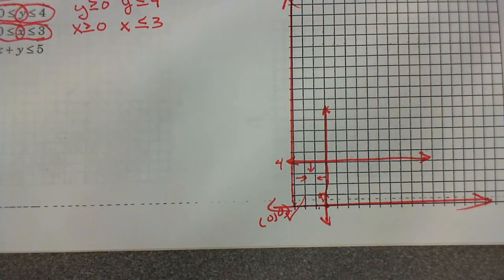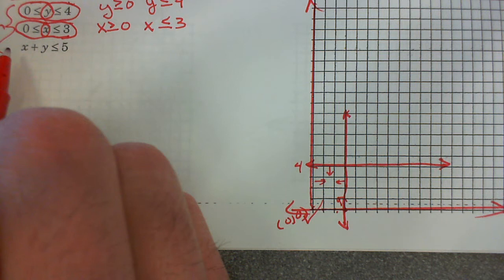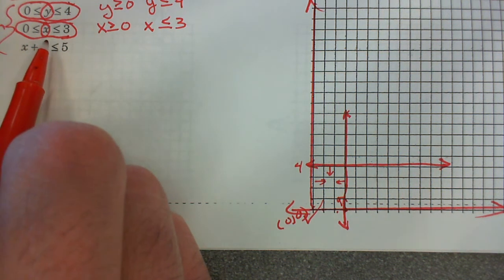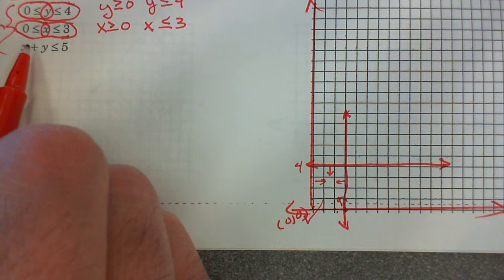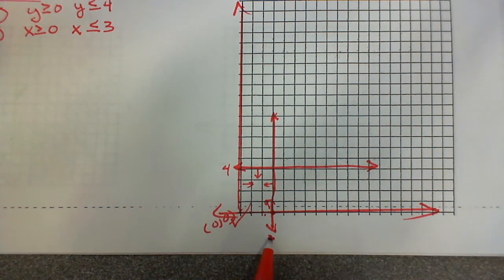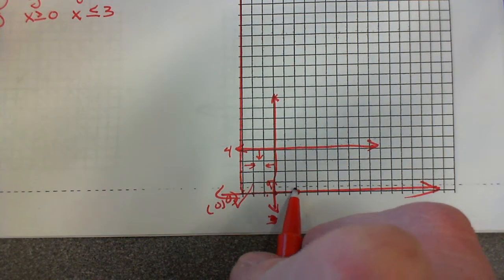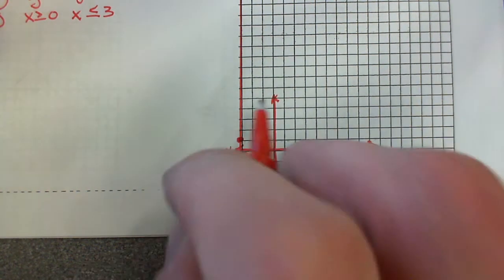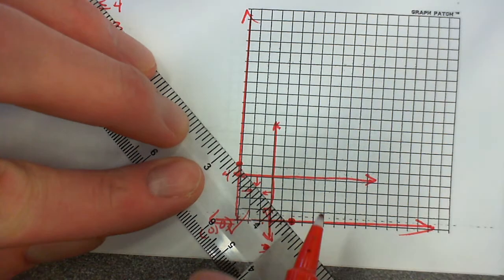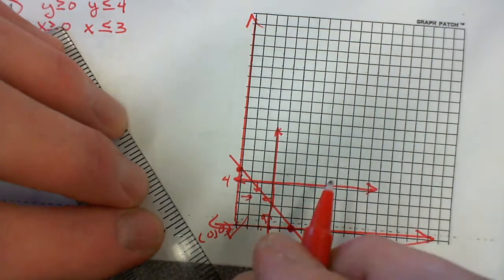So now the only question is, what about this last line? This last line is in standard form, so we can use the cover-up method. The x-intercept is 5. The y-intercept is 5. So I'm going to go 5 on the x. Again, this was at 3. So 4, 5. And this is 4, 5. If I connect this up, I'm going to get a diagonal line here.